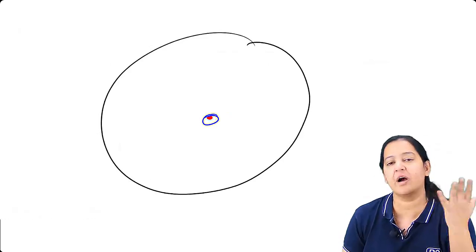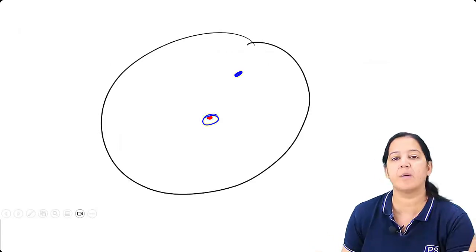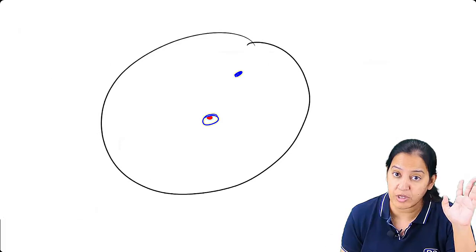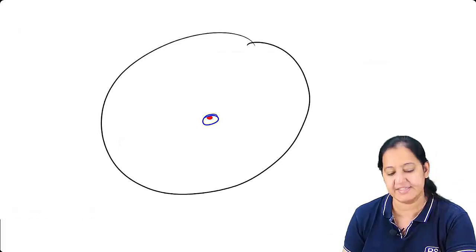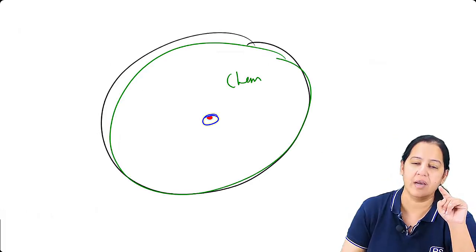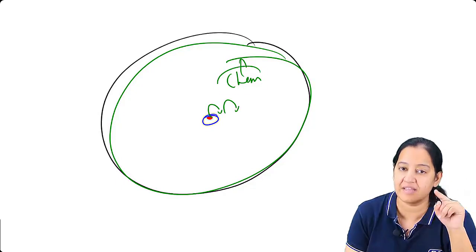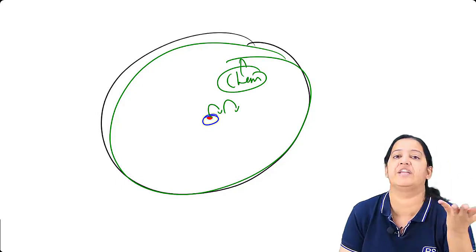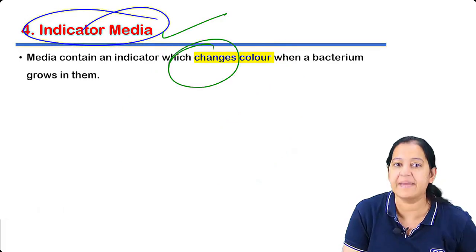Is there a way we can come to know that the bacteria is dividing before making a colony? When the colony is visible, everyone comes to know, yes, bacteria is dividing. But before the colony appears, can we know by any method that bacteria is dividing? Yes, there is a way. Add some chemical inside this culture media that changes color. As soon as the bacteria start dividing, this chemical will change the color and indicate to you that the bacteria is dividing. That is known as indicator media. It contains a chemical that changes color.